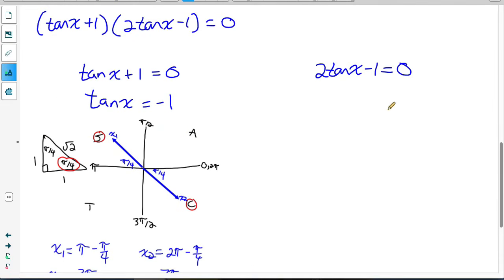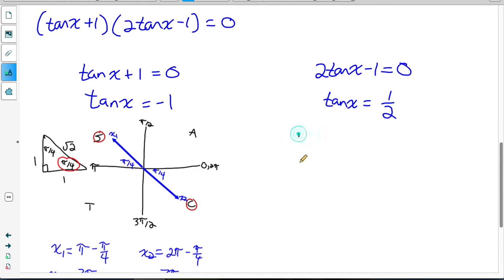Okay, so now let's solve this factor being equal to 0. Start by isolating tan: add the 1 over, then divide by 2. So I've got tan x equals 1 over 2. I can't create a tan ratio of 1 over 2 from any angle that's in a special triangle. Notice from this special triangle, there's no tan ratio of 1 over 2.